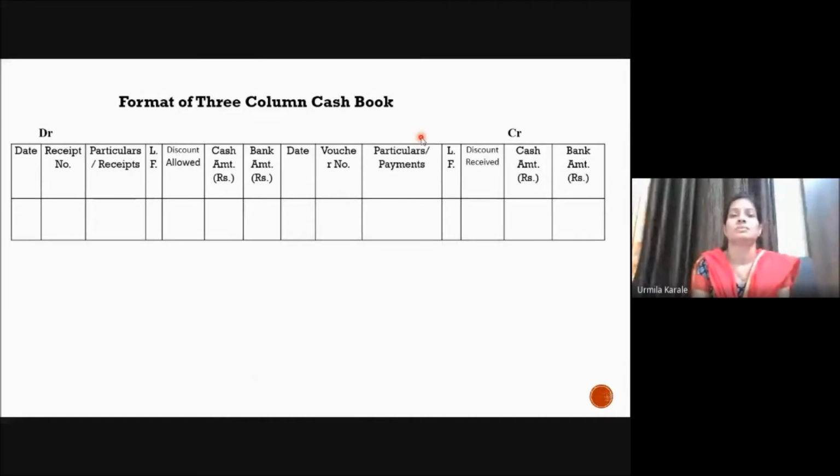Whenever you allow a discount when you receive the money, that is a loss, so it comes to the debit side. And whenever you get a discount, that is discount received, it is a profit or gain. That's the reason why it is shown on the credit side. Okay. Debit losses and credit incomes or gains. So this is the format which we are going to use for recording all the different cash and bank related transactions. Okay. Hope you understood the format. Now we'll see the sums in the next lecture.